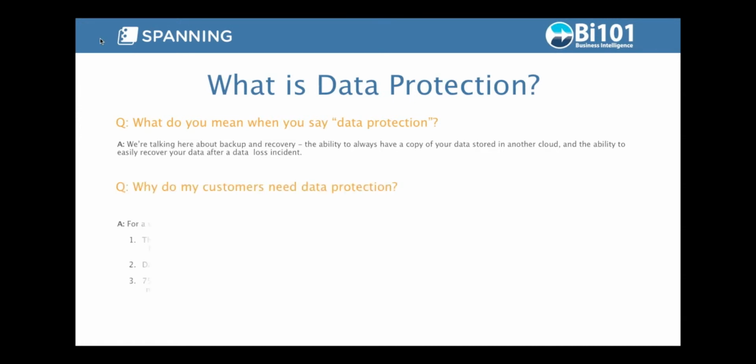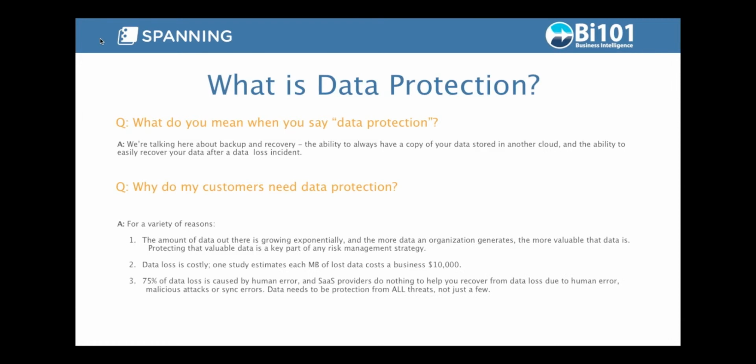And really the question is why do Google Apps customers need data protection? There are three key reasons. One reason is data growth. Data is growing exponentially, and the more data you put into your Google Apps environment, the more mission critical that data is going to be. So Spanning helps you protect that data in case of human error, malicious attacks, or third-party sync errors.